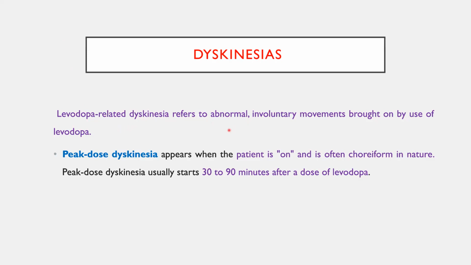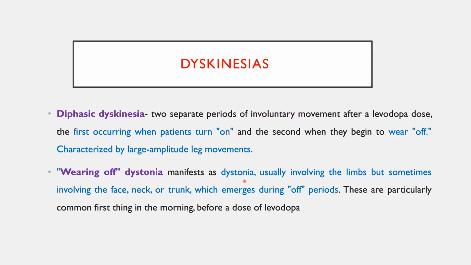So there are 3 types of dyskinesias. One is peak dose dyskinesia. You give the tablet, and within 30 minutes of giving the tablet, the patient will start having abnormal choreiform or dystonic movement. This is called peak dose dyskinesia. Next, diphasic dyskinesia. In the on period also the patient is having dyskinesia, and in the off period also the patient is having dyskinesia.